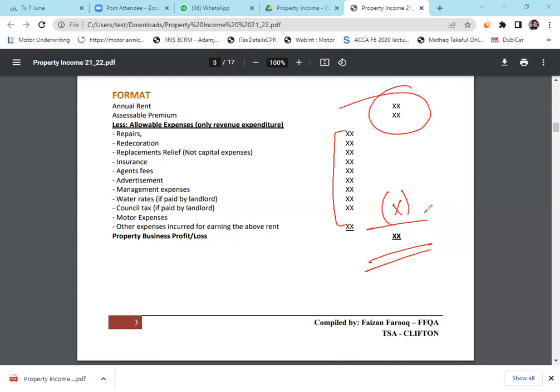The more the expenses are allowed, the lower will be the answer of property income, which means, as we said earlier, if you have more income, you have to pay more tax. If you have less income, your tax is going to reduce. Any questions, please? No questions. Next.